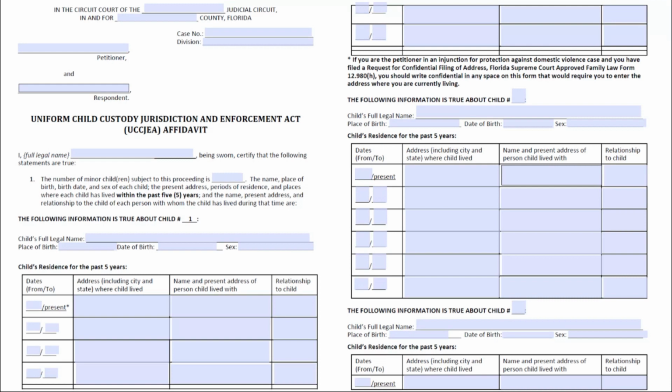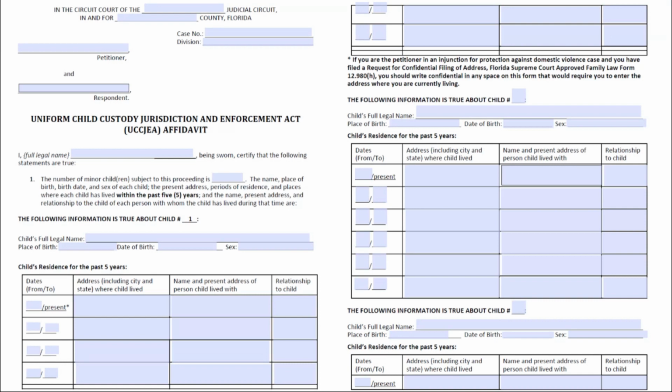If you are the petitioner in an injunction for protection against domestic violence case, and you have filed a request for confidential filing of address, which is Florida Supreme Court approved Family Law Form 12.980H, you should write confidential in any space on this form, including additional pages, that would require you to enter the address where you are currently living.